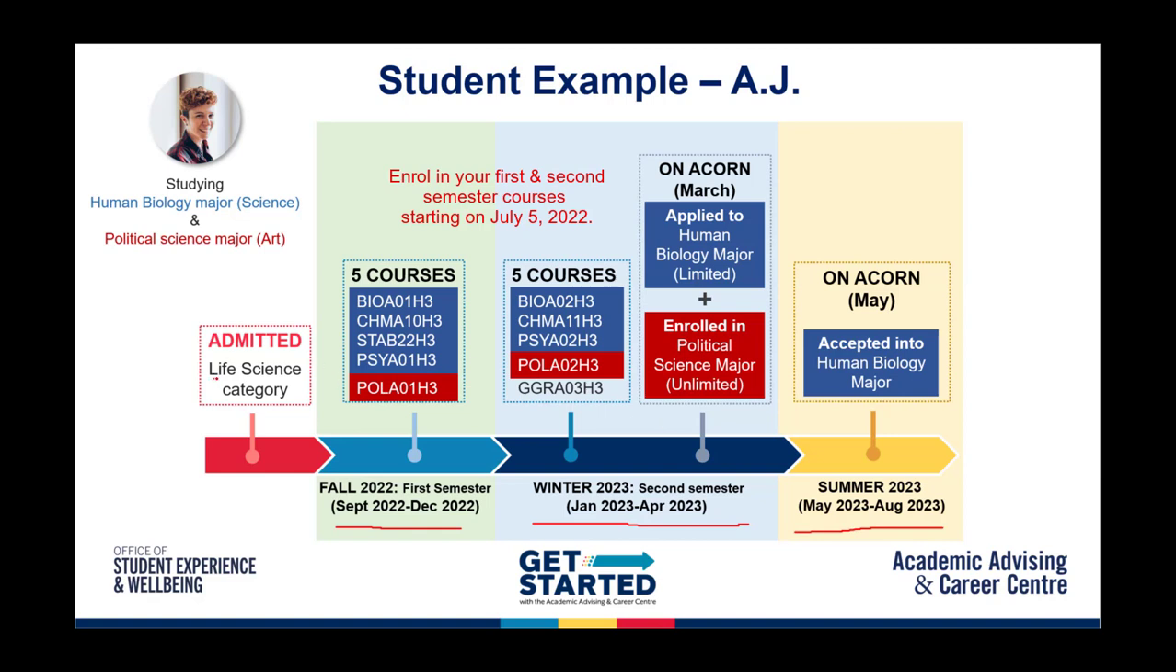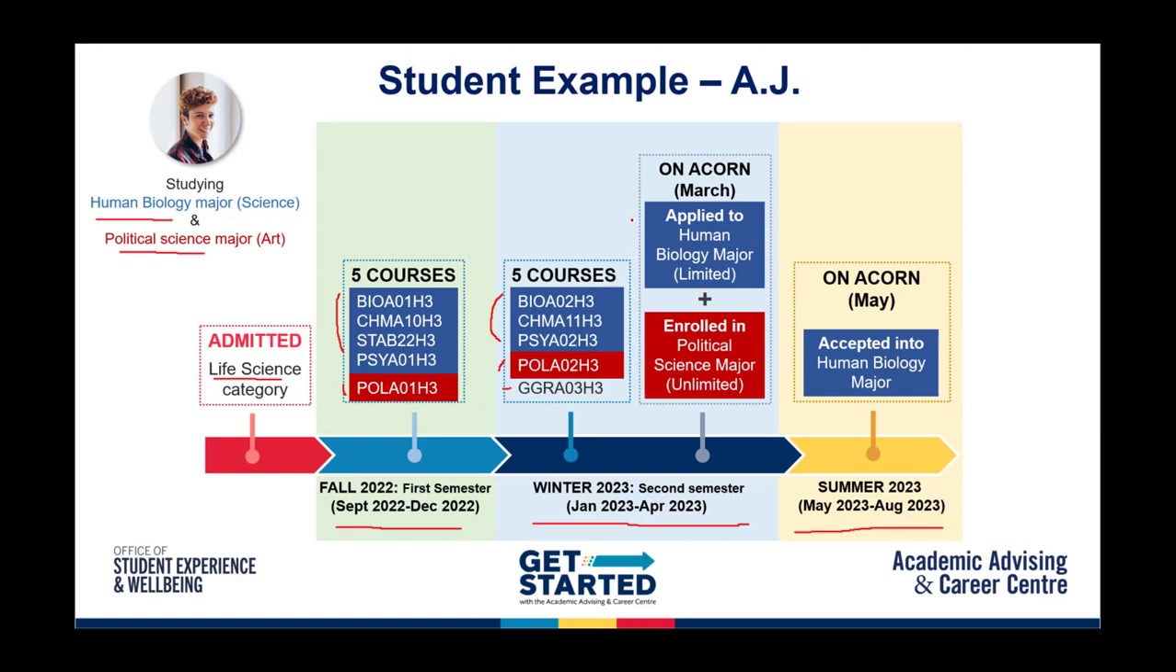AJ was admitted to the life science category and has decided to study human biology and political science majors. Based on the first-year recommended courses, these are the courses that were added in blue and red. So the blue courses were for human biology and the red was for political science. And geography was added as an elective.